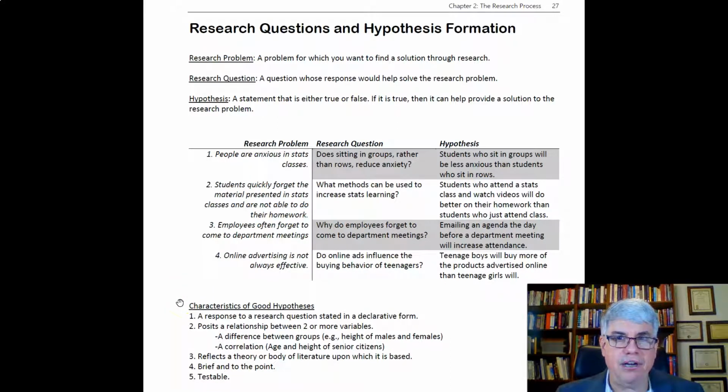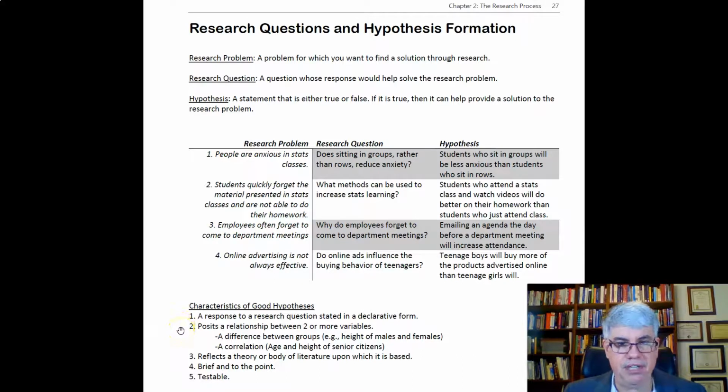Now, what are the characteristics of a good hypothesis? Well, first of all, it's got to be a response to a research question. So like, does sitting in groups rather than rows reduce anxiety? And it's got to be an answer to the question, and it's got to be in a declarative form, something that's either true or false. So that's the first characteristic.